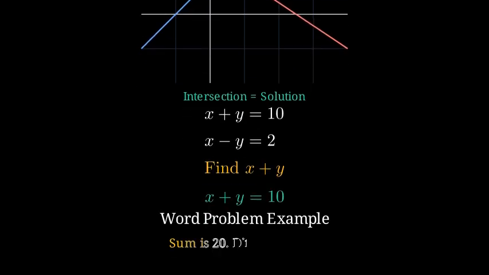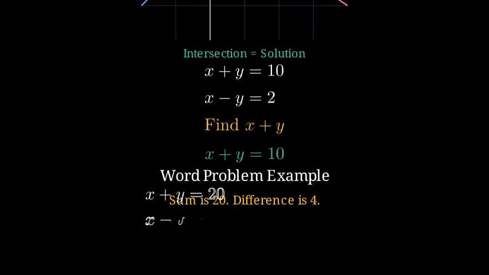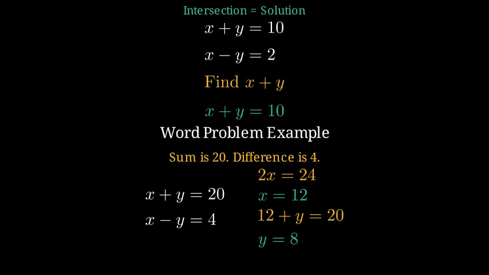Now, let's tackle word problems. The key is careful translation. Example: the sum of 2 numbers is 20. Their difference is 4. Find the numbers. Let x be the first number and y be the second. Translate into equations, then solve by elimination.